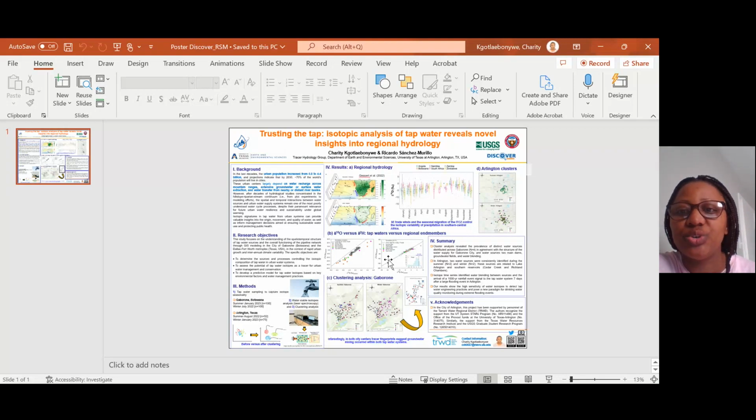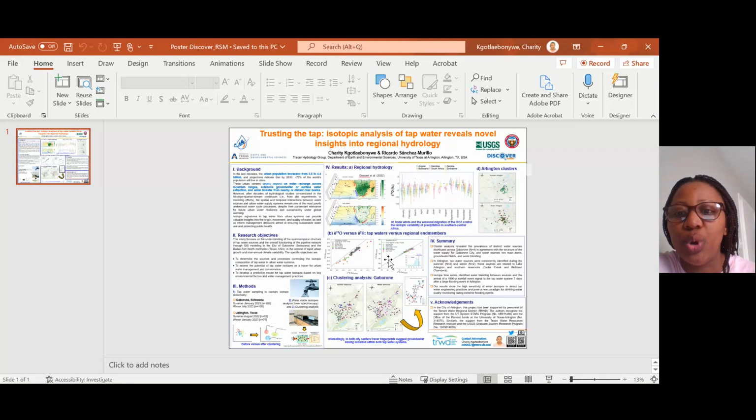In Arlington, 2 water sources were also identified, with 2 main clusters for the 2 seasons. So we used the cluster analysis to arrive at the 2 water sources. The isotopic time series also indicate water blending between sources, and the arrival of a 1,000-year rainfall event signal in the tap water system was seen 7 days after a large flooding event in Arlington, which was last year, in August.